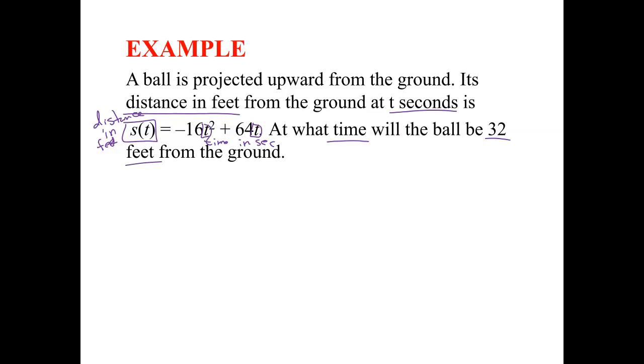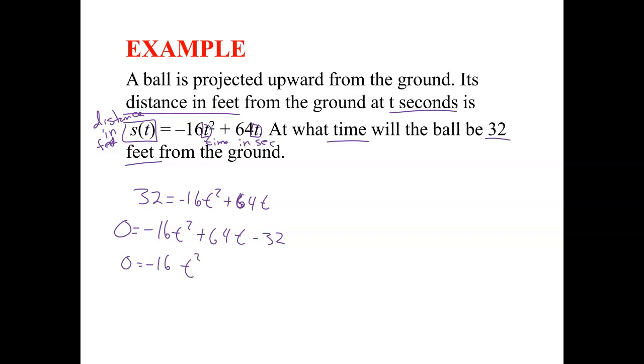So we have to put 32 equals negative 16t squared plus 64t. Good. We have to set it to 0, so subtract the 32. Oh, actually, you take 16 out. Let's do negative 16. And then we find the factors. So remember, I need a product of 2 that adds to negative 4. Negative 2 and negative 2 doesn't give me a product of 2 though.